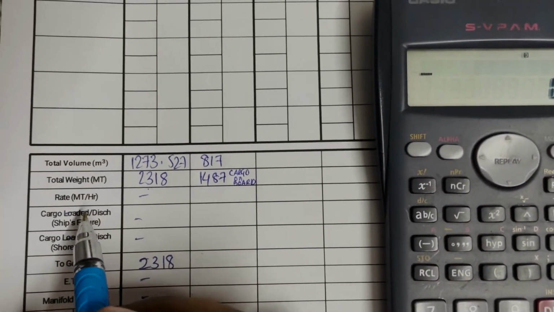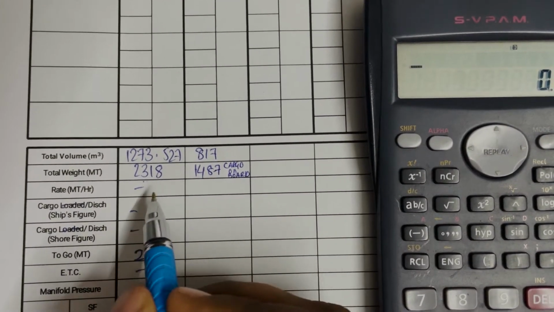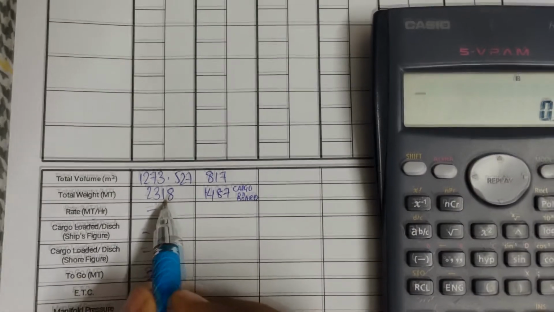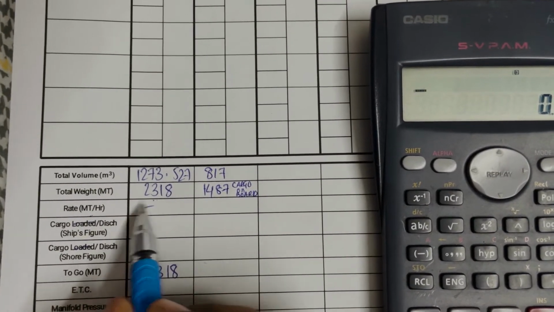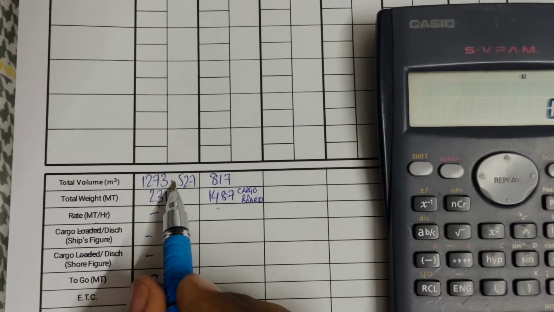Okay, now to calculate rate, what we have to do is previous hour total cargo minus present hour total cargo, we will get the rate in metric tons. So that's why we are subtracting these two values to get the rate in metric ton. If we wanted it in cubics, we would subtract these two values.